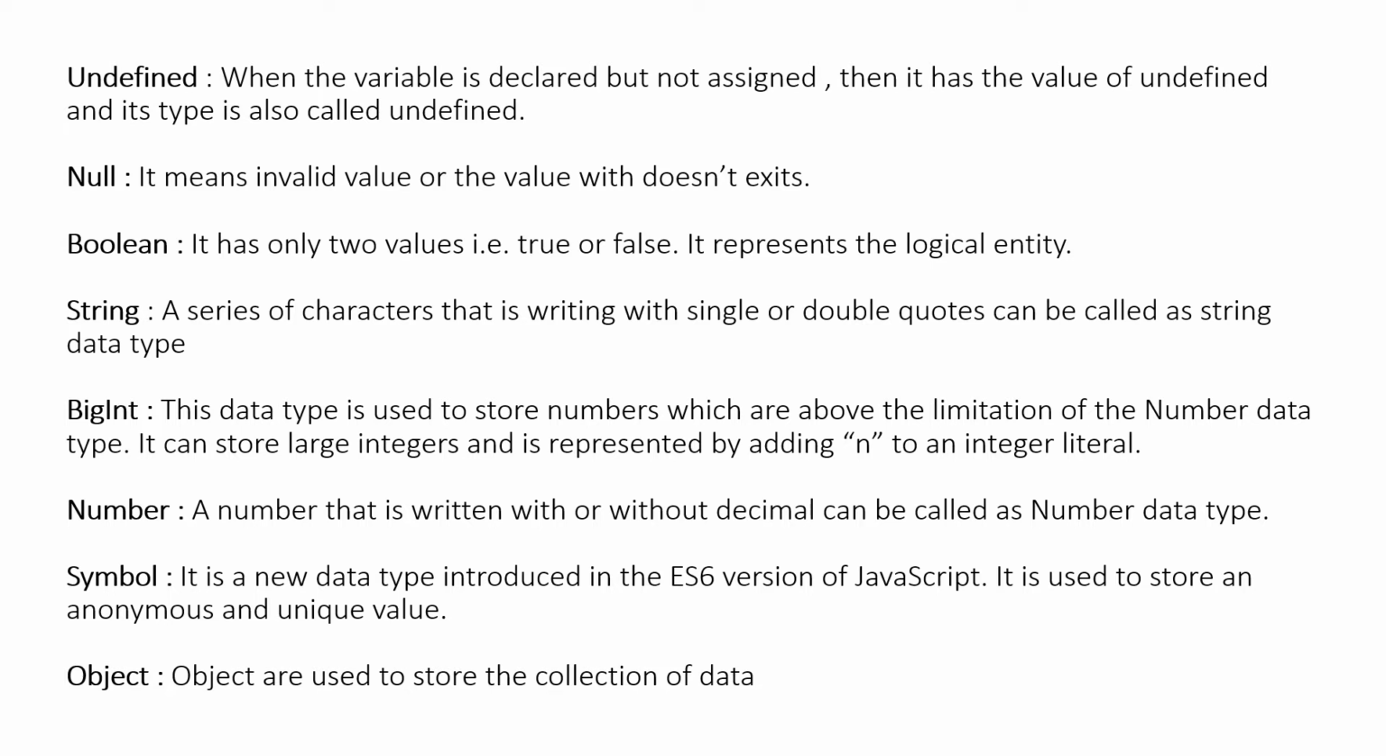The next one is symbol. It is a new data type introduced in the ES6 version of JavaScript. It is used to store an anonymous and unique value. It helps us to store anonymous or unique values. And the last one is object. Objects are used to store a collection of data. So if we want to store a lot of data, we can store it in an object.